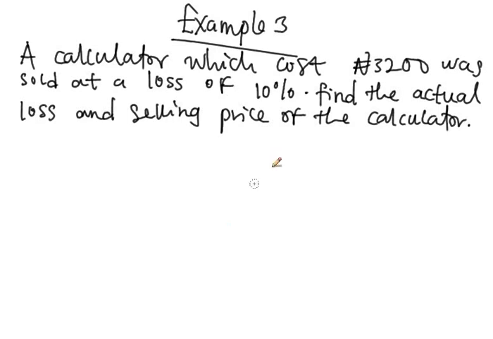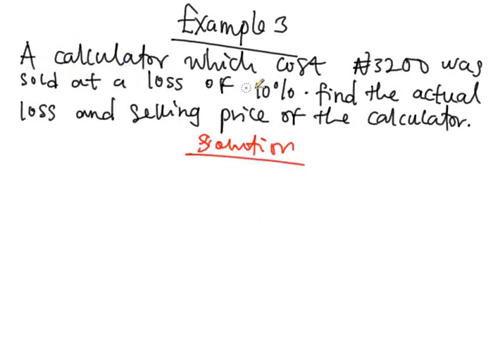So yeah, this third example is a bit tricky because we are given some parameters and some we're missing. So let's see how we're going to solve this. Solution. What are we given from the question?